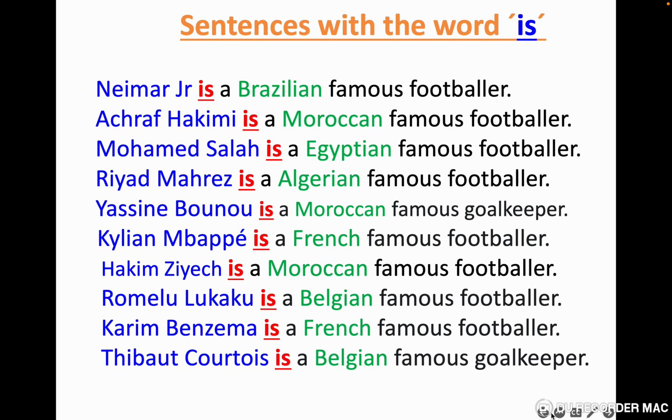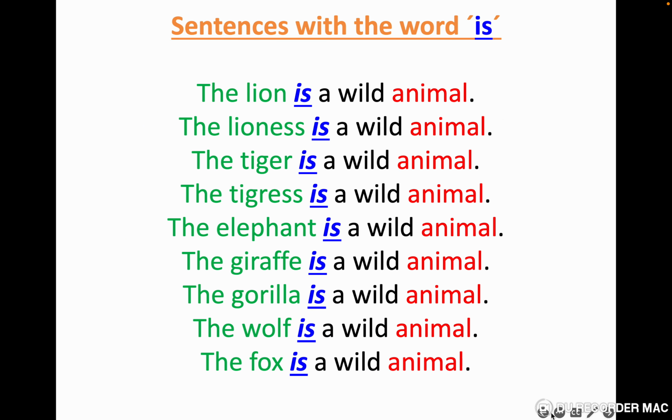Let's continue. The lion is a wild animal. So the lion is an animal and it's a wild animal. It lives in the wilderness, in the forest, in the jungle. So that's why we call them wild. The lion is a wild animal. The lioness is a wild animal. The tiger is a wild animal. The tigress is a wild animal. The elephant is a wild animal. The giraffe is a wild animal. The gorilla is a wild animal. The wolf is a wild animal. And the fox is a wild animal.